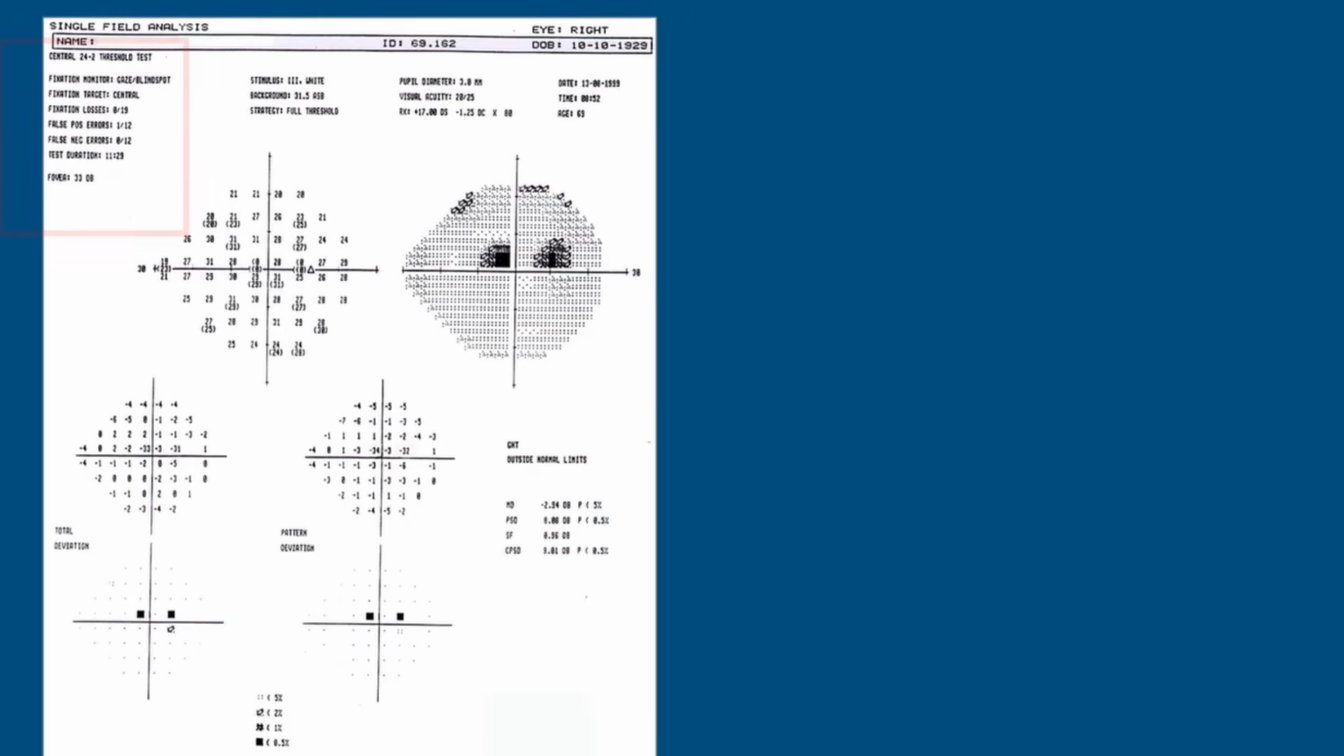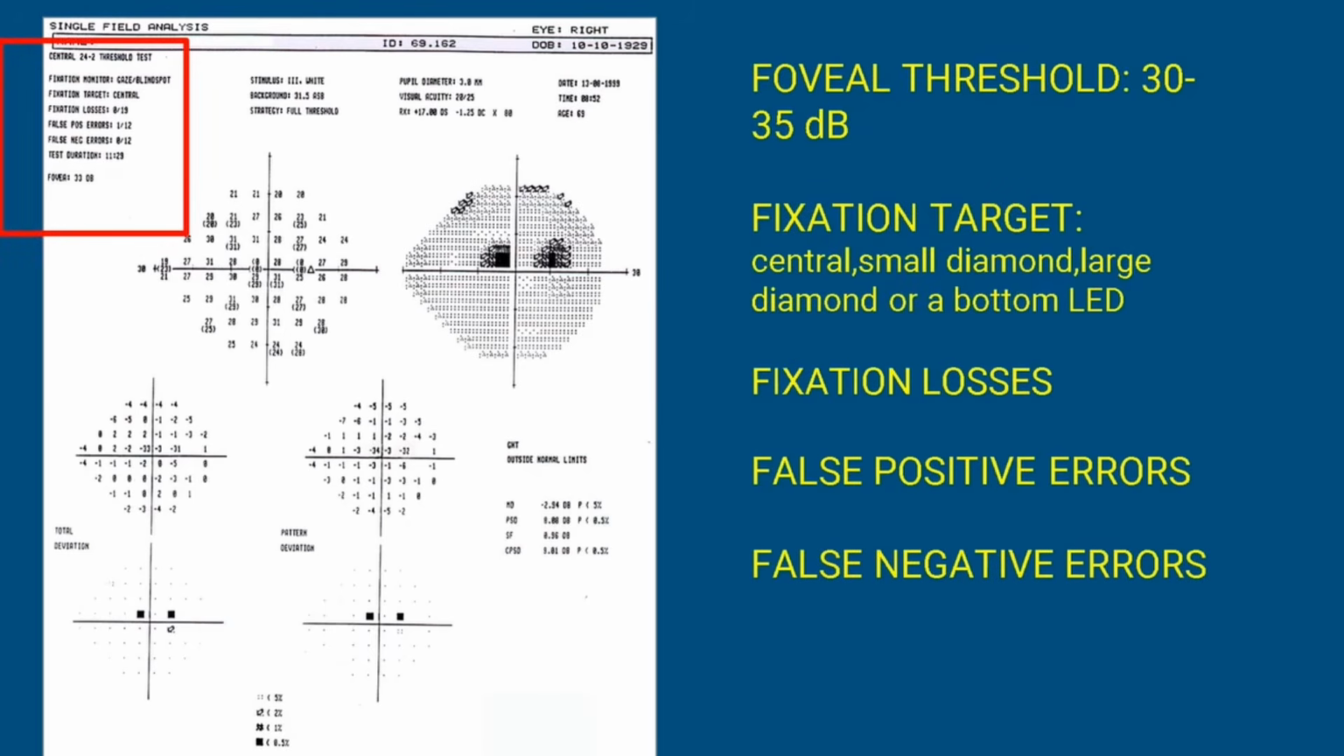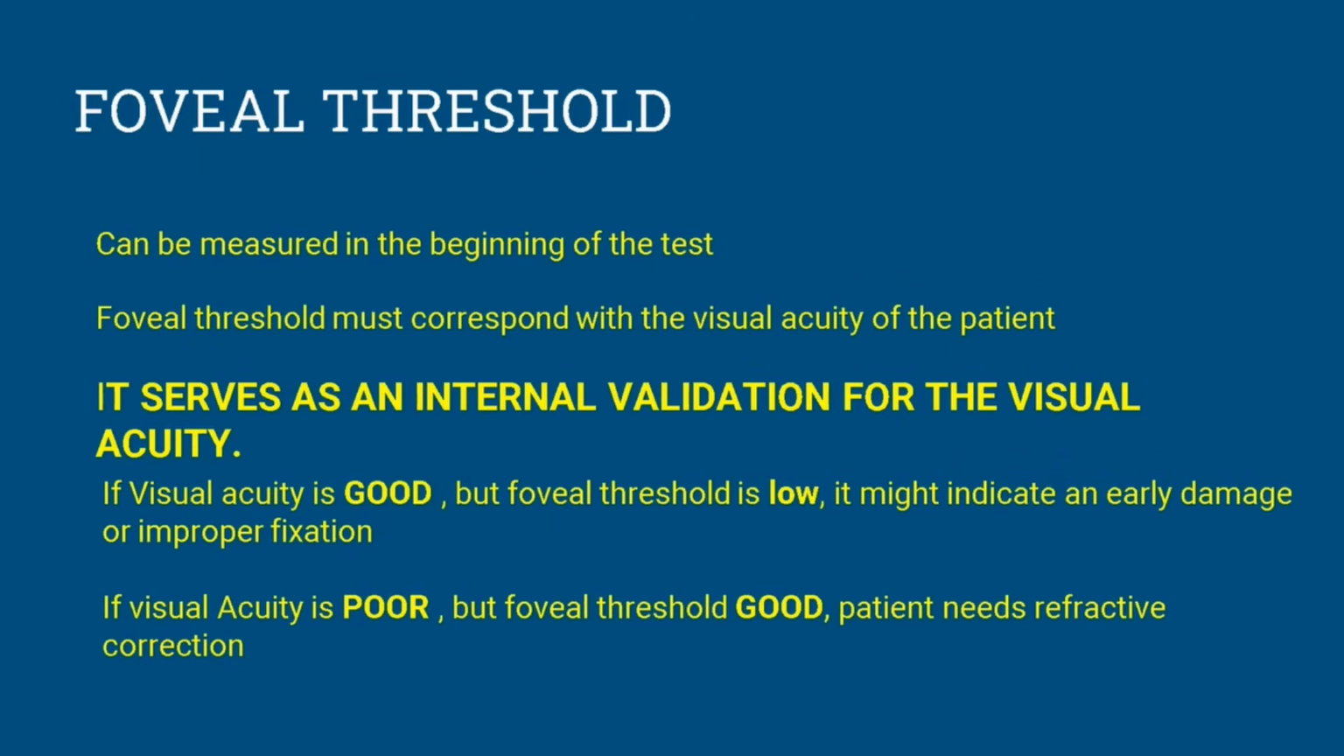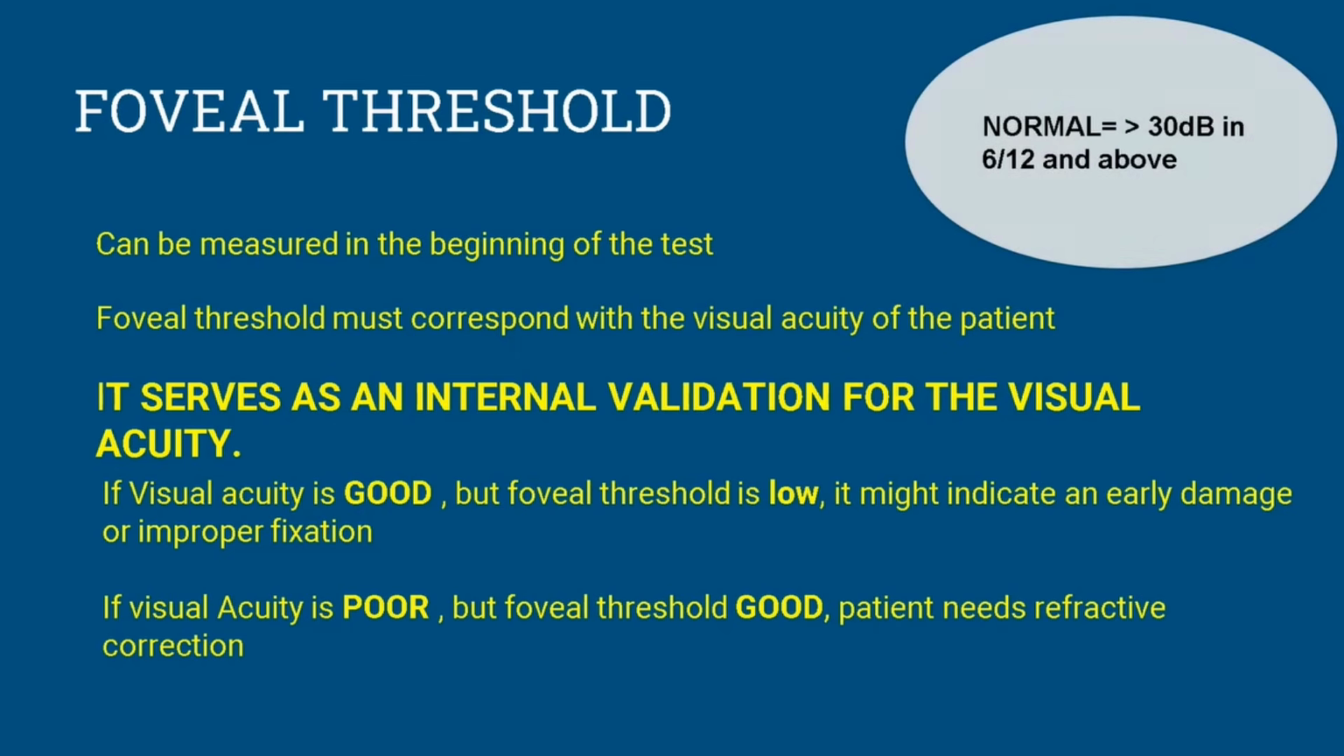Let's move on to Zone 2. Zone 2 consists of the foveal threshold, fixation target, and reliability indexes. These are fixation losses, false positive errors, and false negative errors. The foveal threshold must always correspond with the visual acuity. Normally, it is more than 30 decibels in 6/12 and above of visual acuity. Therefore, it is serving as an internal validation for the visual acuity.